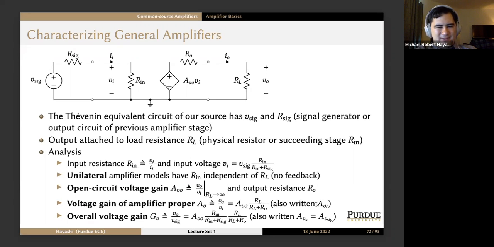Your book calls it A sub VI because it relates the output voltage back to VI. I'd prefer to use just AV. And then the overall voltage gain is going to be a capital G sub V, which is VO to Vsig, which has two voltage divider equations in there. Your book also writes it as A sub V sub S or A sub V sub sig, which basically says that you relate the output voltage all the way back to your signal source. I prefer capital G sub V. It's less tedious than dealing with multiple subscripts.